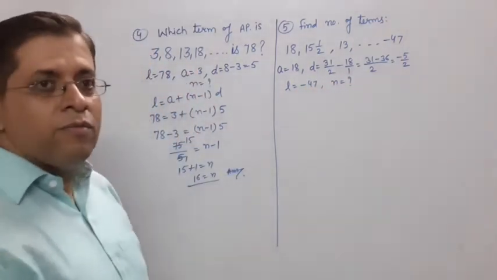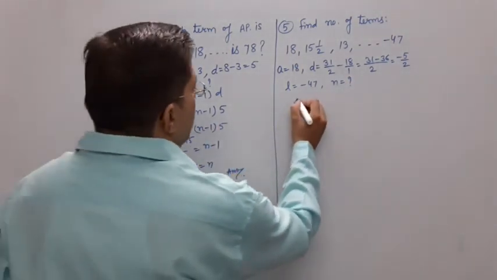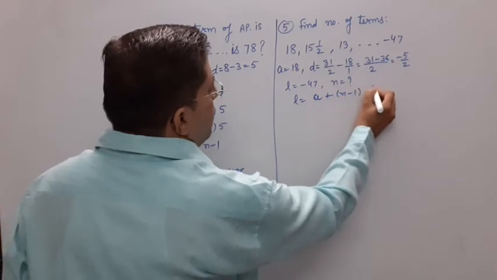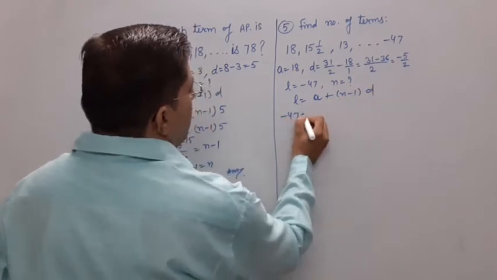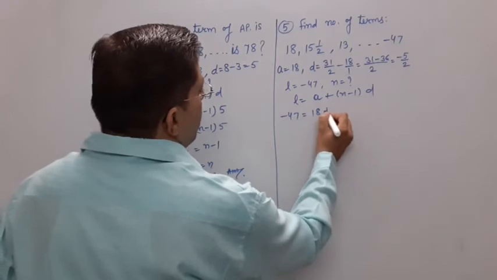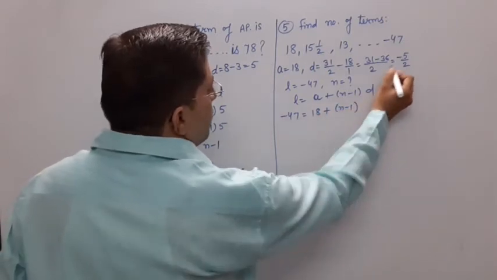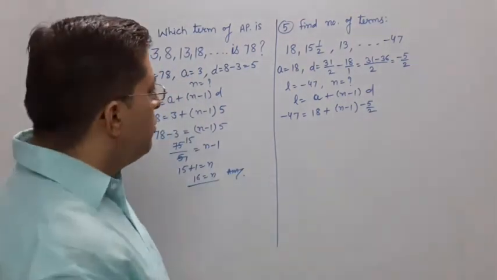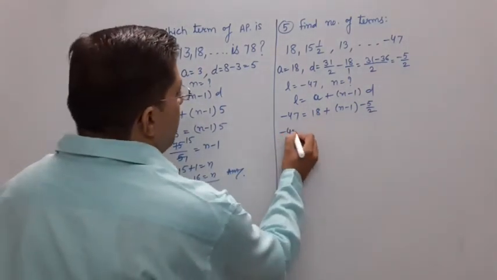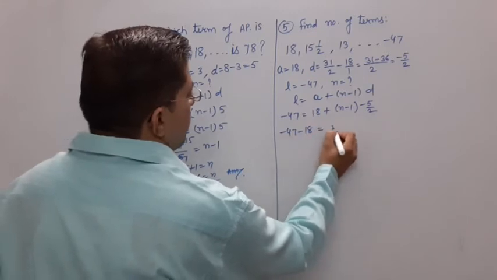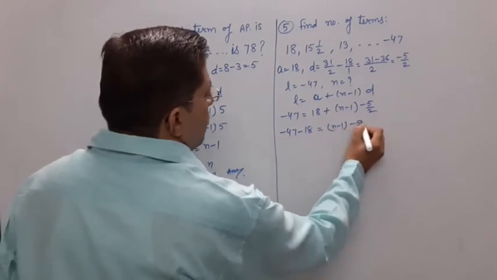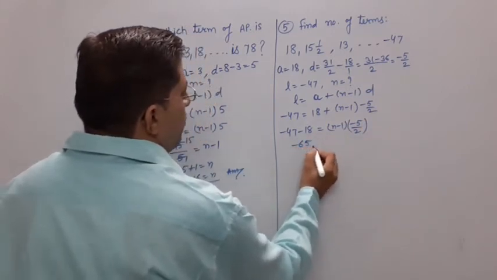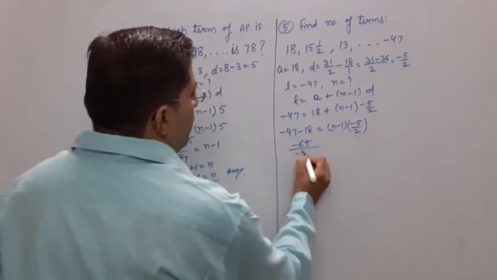Very simple. Write the formula again. L is equal to A plus n minus 1 D. What is L? This. A is your 18 plus n minus 1. D is what? Minus 5 by 2. Very clear? Okay. Send minus 18 this side. This is minus 5 by 2. This is minus 65, and divide by minus 5 by 2.